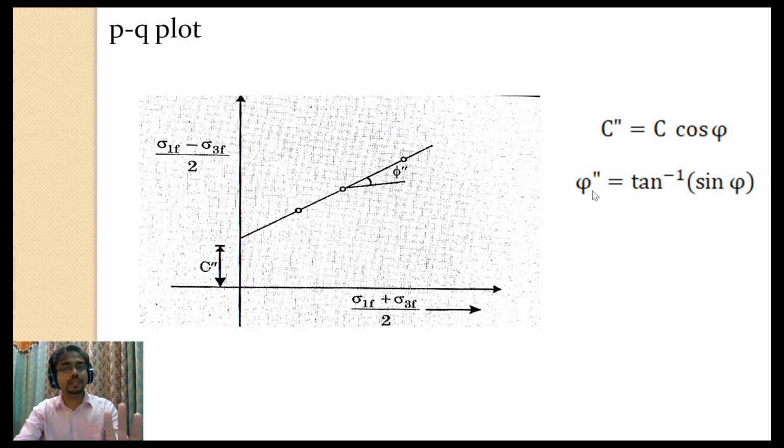So we can draw this diagram. If the diagram is plotted, then we can find out the phi double dash value. If the phi double dash value is found, then we can find out the phi value also from this particular expression. Clear? So phi value is now known.